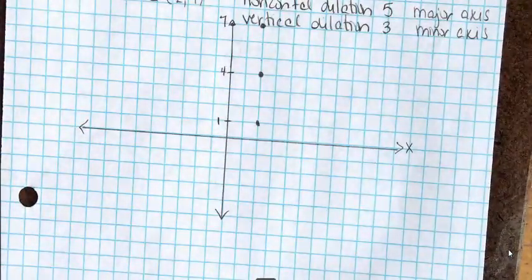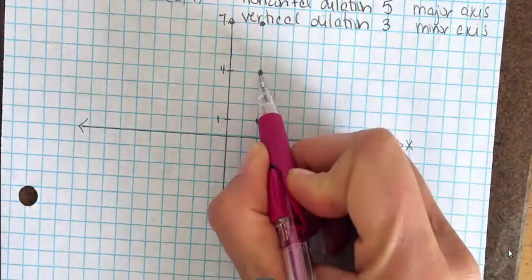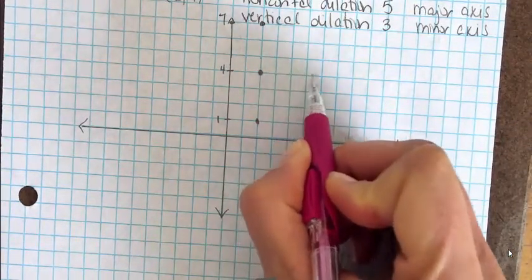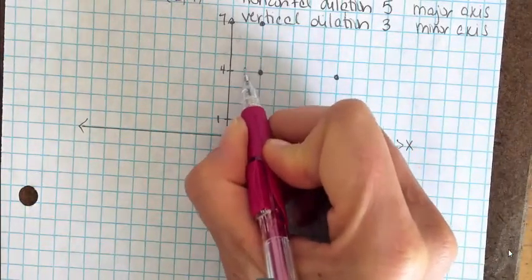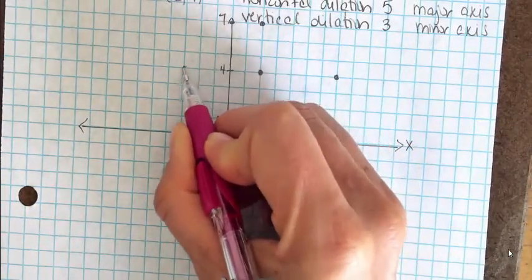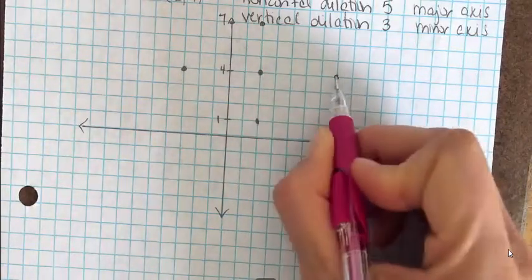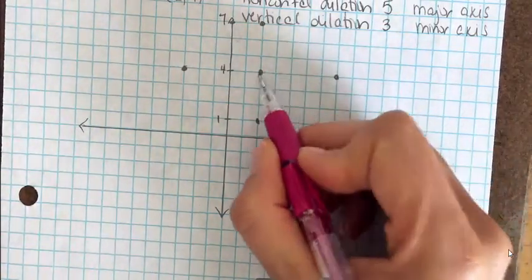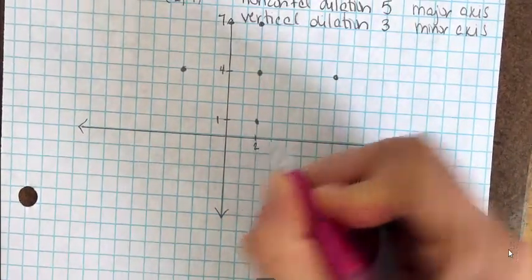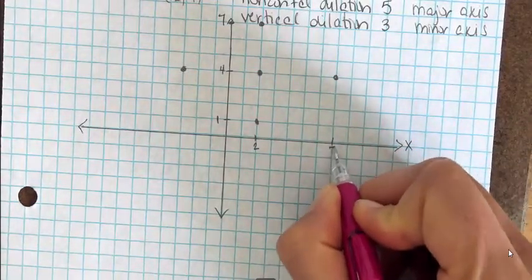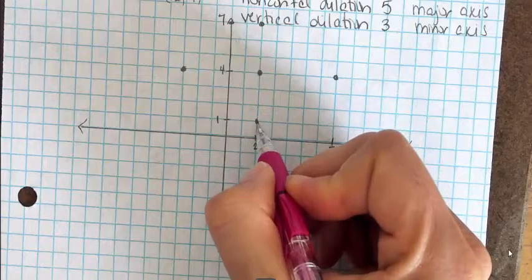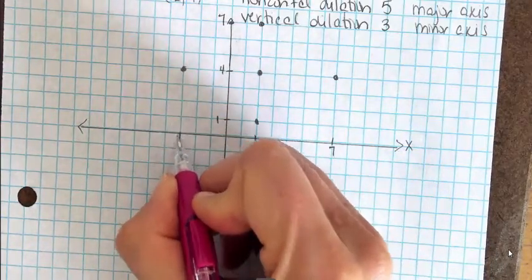Okay, and then from there I'm now going to do my horizontal dilation. So from the center I'm going to go to the right 1, 2, 3, 4, 5. And I'm going to go to the left 5 as well: 1, 2, 3, 4, 5. So if this is 1, this should be, or sorry, this is 2. Let's label these so I know what I'm doing. And I've gone 5, so I should be at positive 7. And then I've gone 5 to the left, so I should be at negative 3.